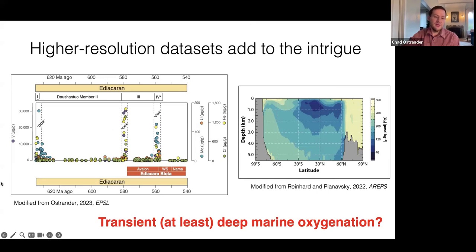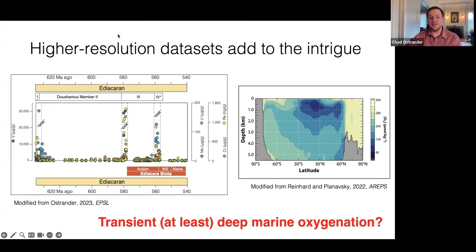And so the direct interpretation here is that you have a generally anoxic ocean, and these blips of trace metal enrichments indicate transient ocean oxygenation events. And some of these oxygenation events immediately predate the Avalon assemblage, if the ages are right. So it's intriguing and could suggest that there's a paired evolution of oxygen and animals.